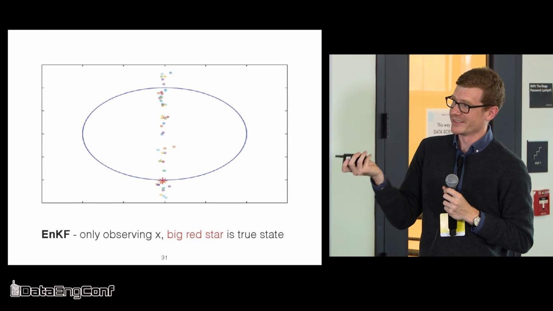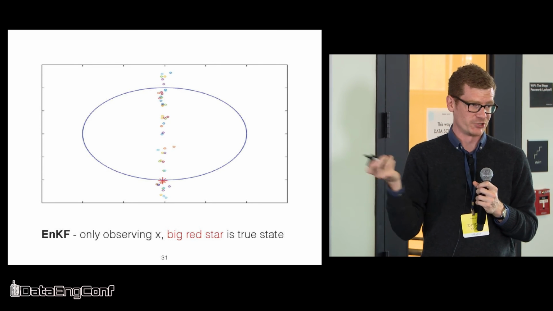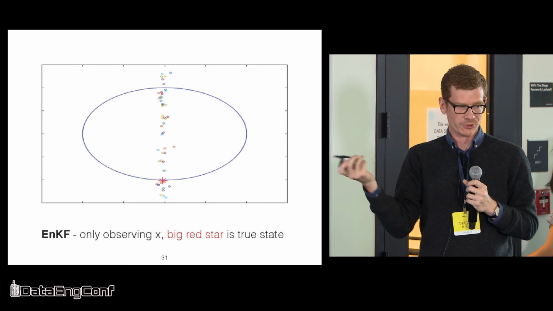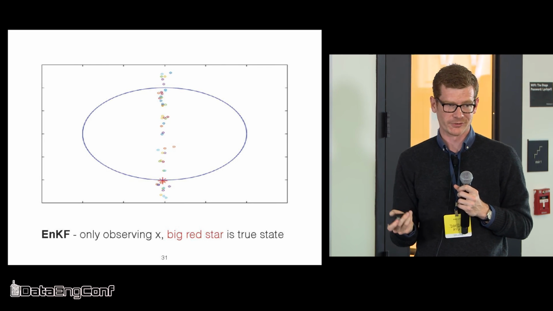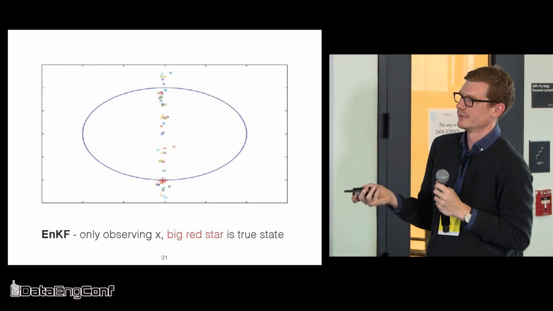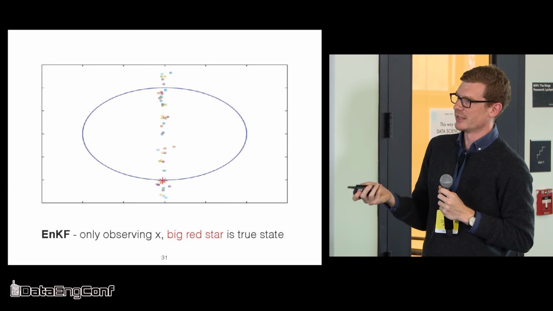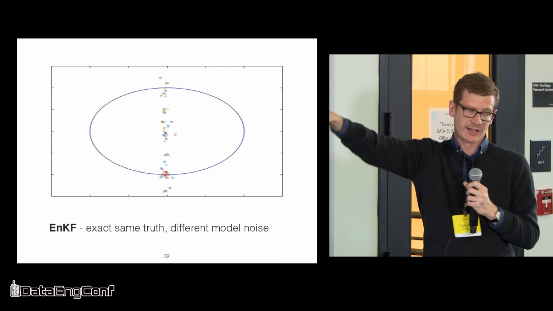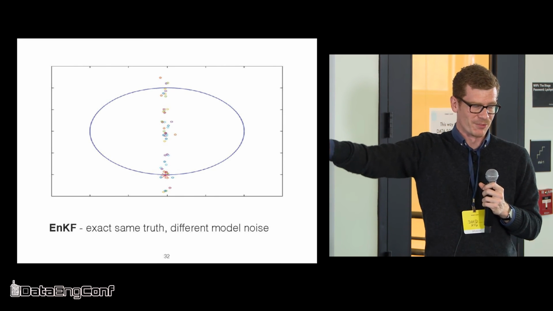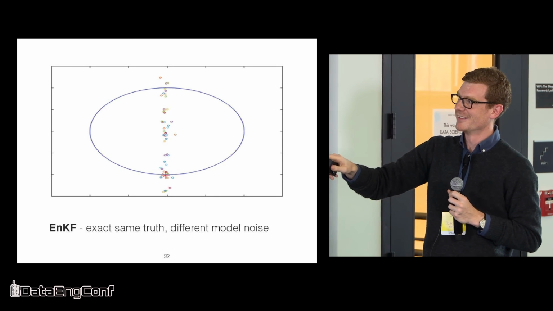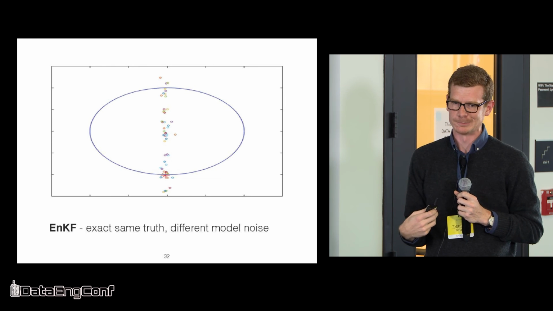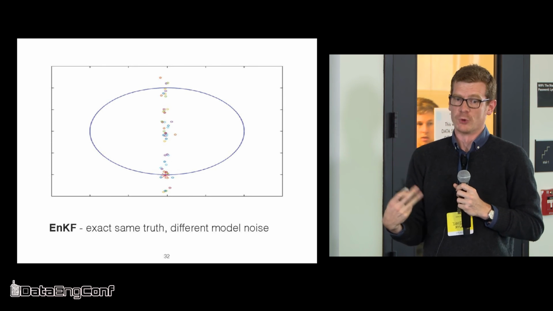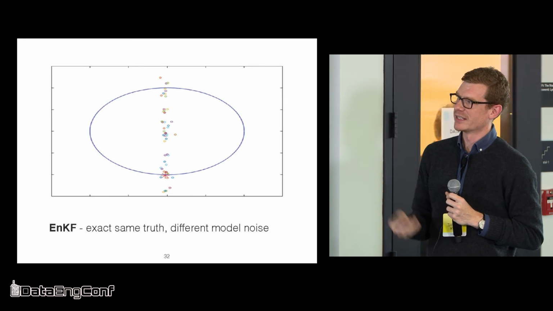I'll show you the exact same thing with the exact same trajectory of the truth. All we're doing is using a different noise in the model for making predictions, which is something that would happen in real life. So you'll see that the red star does exactly what it did before. I mean, I guess you won't remember what it did before, but trust me. All we're doing is using different noise in the model for the ensemble for the forecast prediction. It gets sucked to the wrong thing.